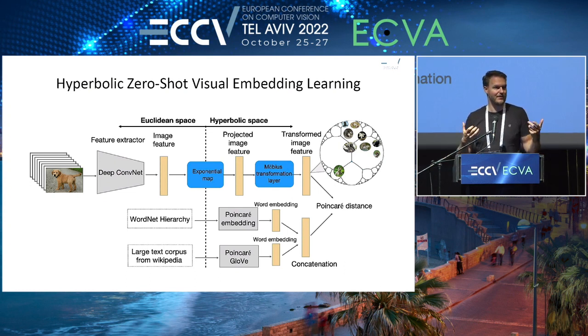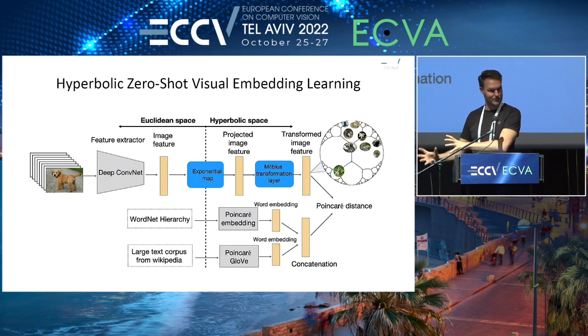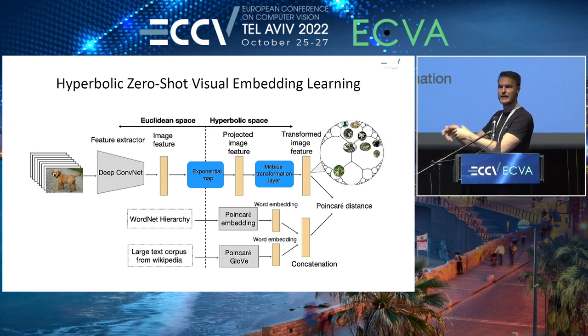But the same idea holds. I have an image, and first a normal network, and then to hyperbolic space to have it as a point in hyperbolic space. And then at the same time, I can have a hierarchy, let's say like WordNet, embed that with the Poincaré embedding we saw earlier to hyperbolic space. And now both the hierarchy and images are points in hyperbolic space.